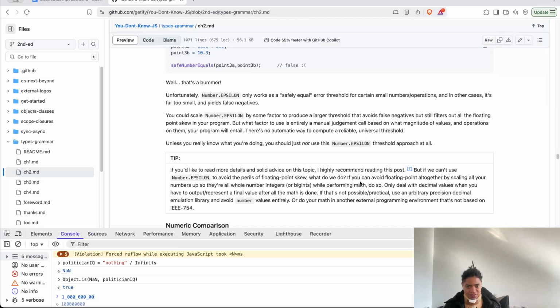So if you can avoid floating points altogether by scaling all of your numbers up so they are whole numbers, integers, or BigInt, while performing math, do so. Only deal with decimal values when you have to output a final value after all the math is done.